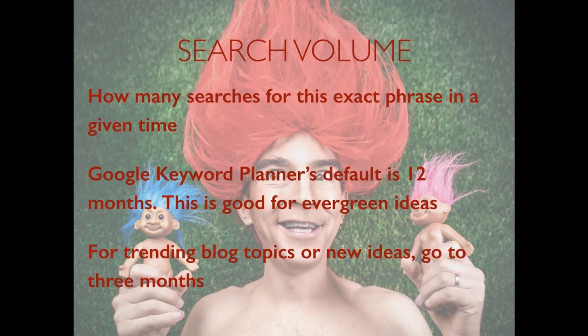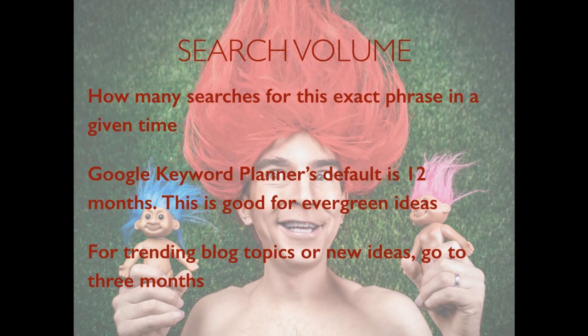Search volume. How many searches for the exact phrase in a given time? Google sets it as the default at 12 months. This is good for things that you're always going to use. You're always going to want to rank for it. Still, everything we're doing, you want to review maybe once a year.